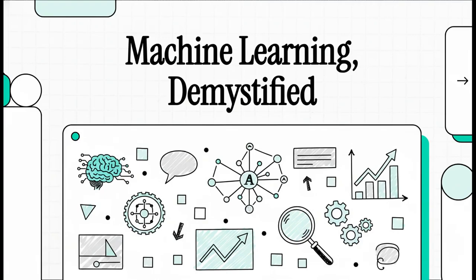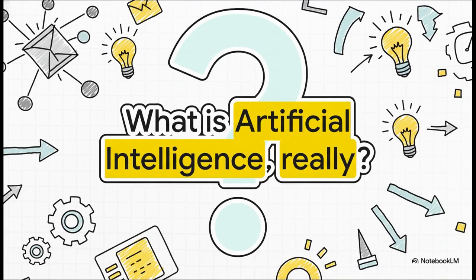All right, let's get into it. Today, we're going to pull back the curtain on one of the most powerful and, let's be honest, most misunderstood technologies out there: artificial intelligence. You hear the term AI thrown around all the time, right? It's in the news, it's on your phone, but what does it actually mean? It can feel kind of fuzzy. So let's cut through all that noise and get to what's really going on.